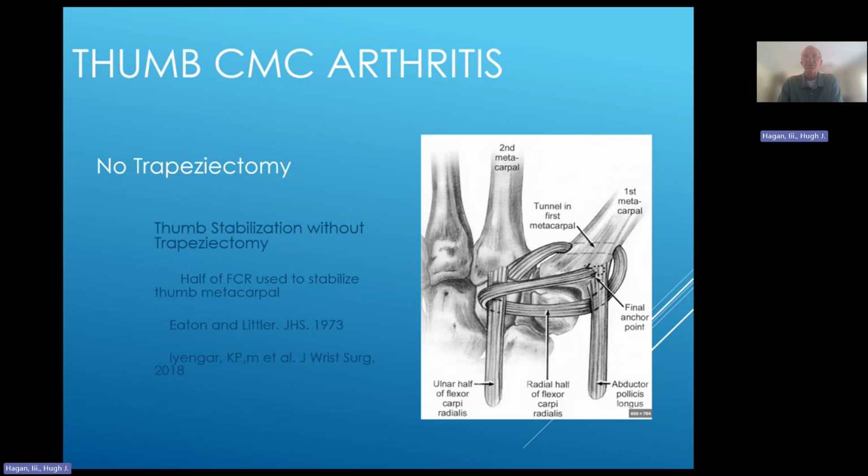Other no trapeziectomy procedures include simple ligamentous stabilization, such as Eaton and Littler described in the 70s, where 50% of the flexor carpi radialis is used as a transosseous and subosseous stabilization of an otherwise early arthritic joint. This wouldn't be done in a joint that was already collapsed or subluxed.